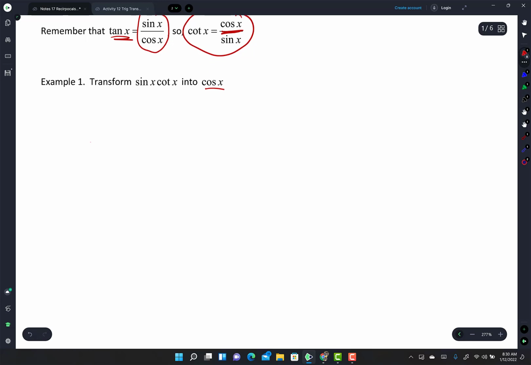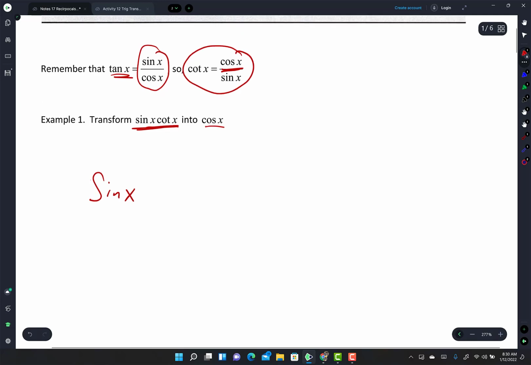And don't worry, it's going to be simple. We look at this left-hand side. It says sine x cotangent x. And then I'm going to write sine x. There's nothing you can do about sine x. I mean, you can write the reciprocal, but don't. And cotangent x, instead of writing cotangent x, I'm going to write what? Yeah, the quotient property, cosine x over sine x.